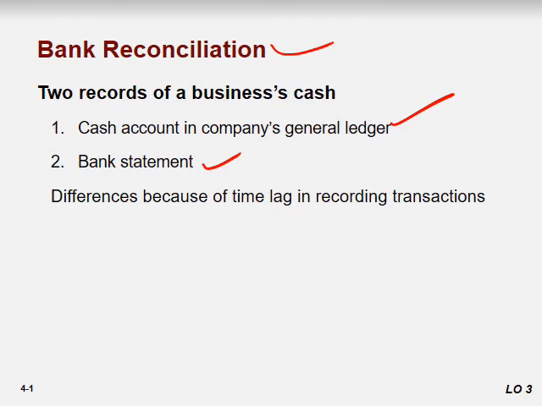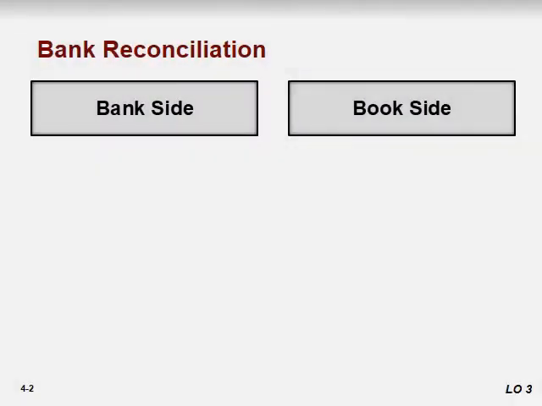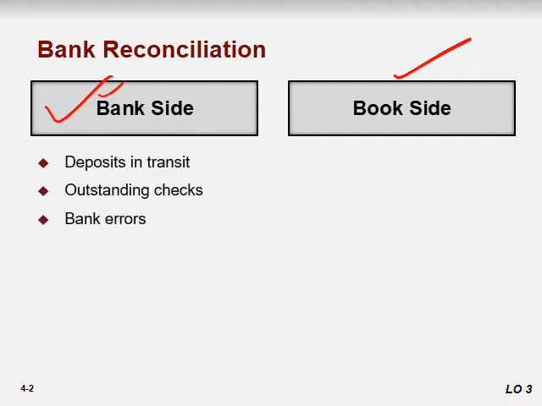Why? Because there may be a time lag. I will show in our coming slides what that means. The differences arise because of a time lag in recording the transaction. Here are some examples. We have a bank side and we have a book side. Book side means what we have in our accounting books, and what the bank has in their systems, we call this the bank side.